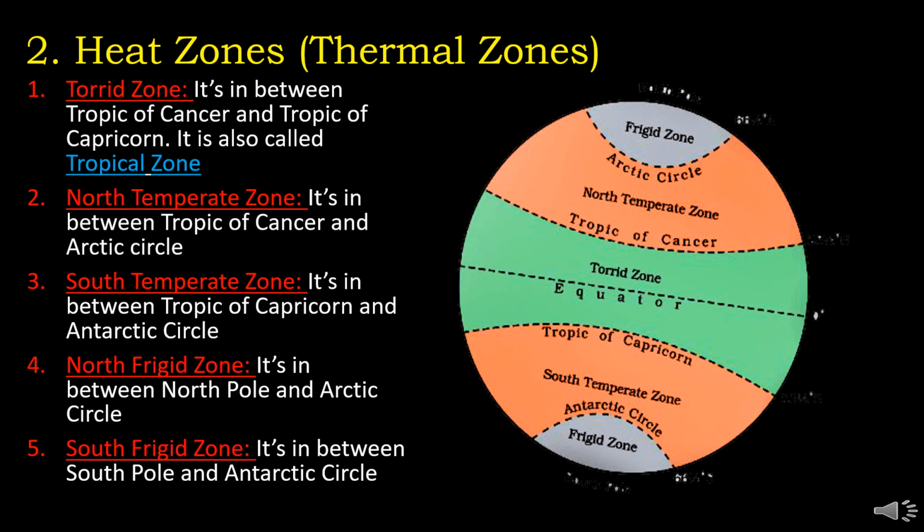These two frigid zones of the polar regions receive the sun's slanting rays. In these two zones, very low temperatures are recorded.